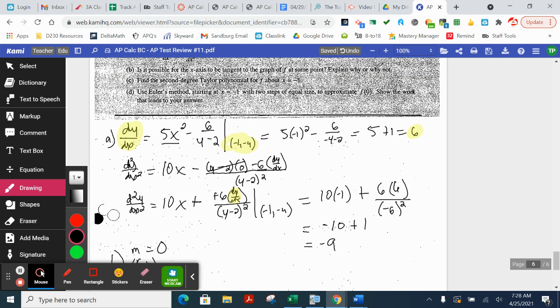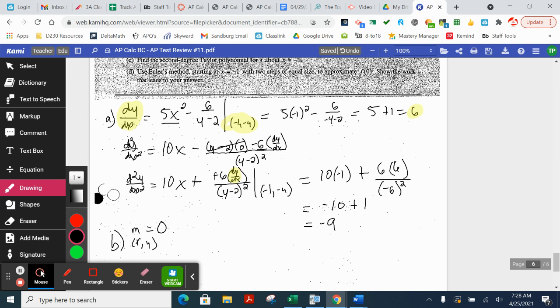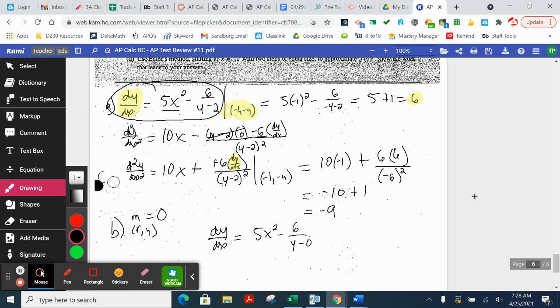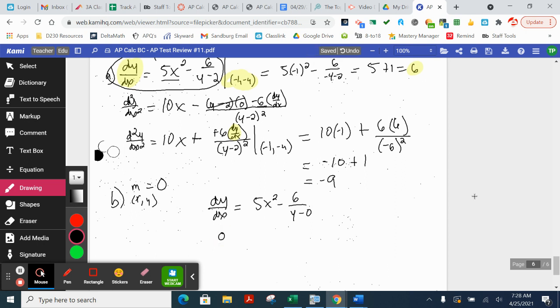So take your slope, which we were given. This is the slope of this curve anytime we want it, and that is (5x squared minus 6) over (y minus 2). We are basically determining, does this equal 0? At this point, we have a problem because we have two different variables.